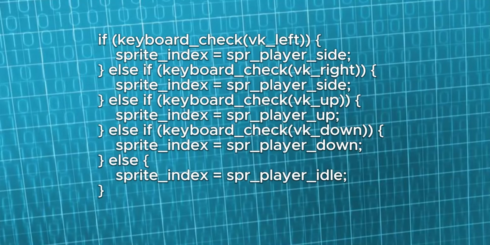If none of the previous conditions are met, it checks if the down arrow key is pressed. If true, it sets the sprite index to SPR player down. If none of the arrow keys are pressed, it sets the sprite index to SPR player idle. This is the default sprite when the player character is not actively moving.